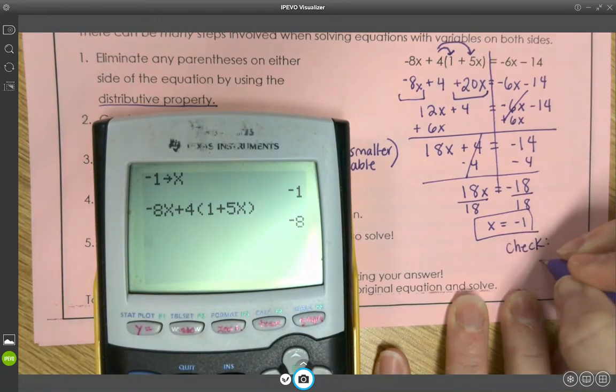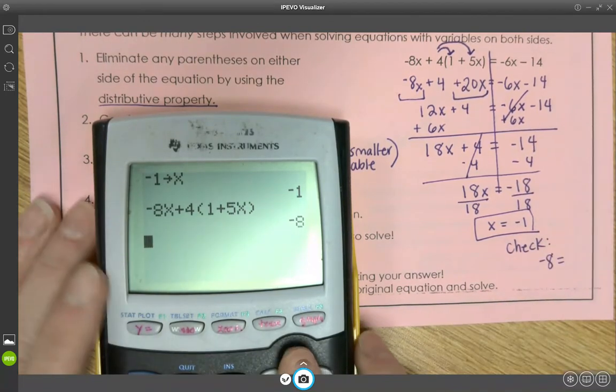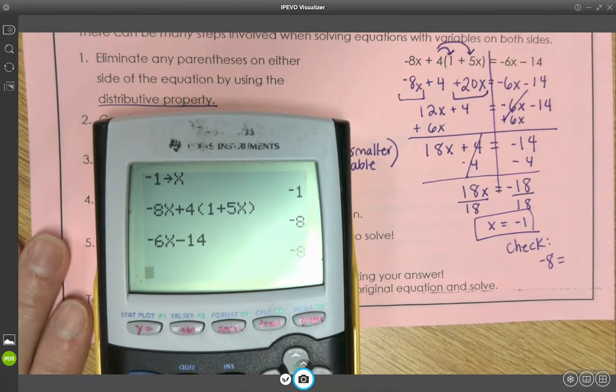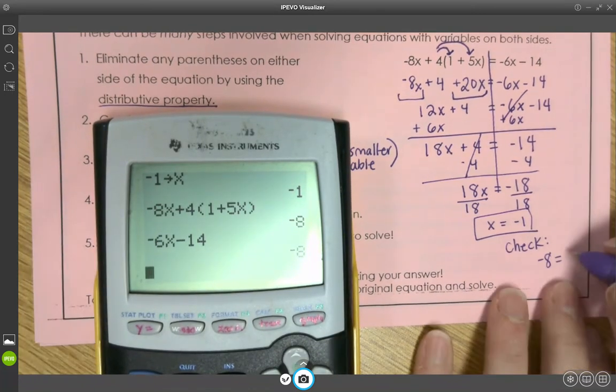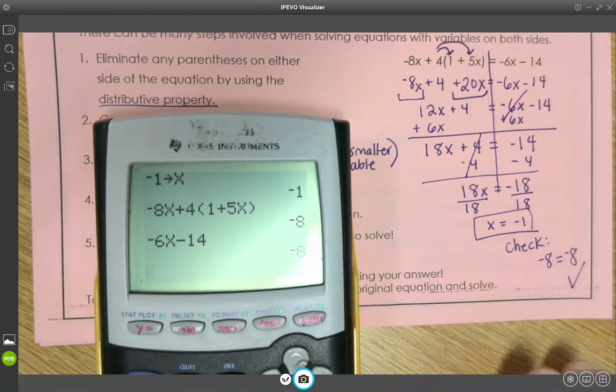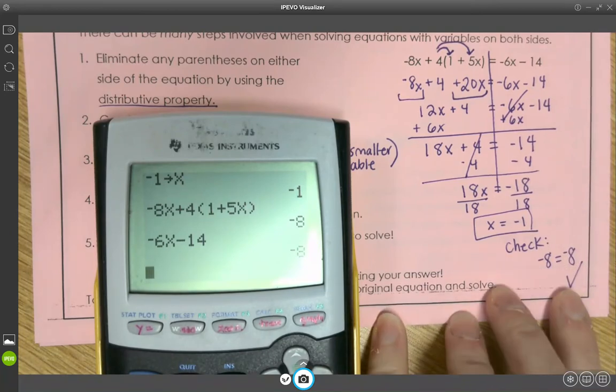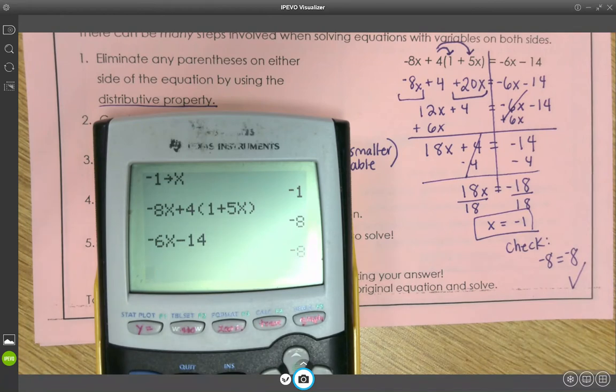So what you will write down is negative 8 equals, let's make sure the other side does the same thing. And it does. Both sides equal negative 8. So that means we did it correctly. So we can write negative 8 for the left side, negative 8 for the right side, put a check mark. Did y'all get it? Did it work?